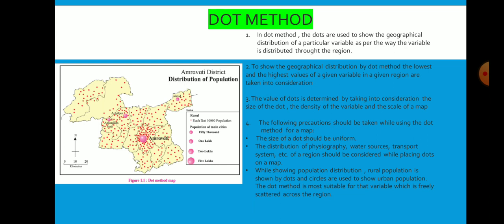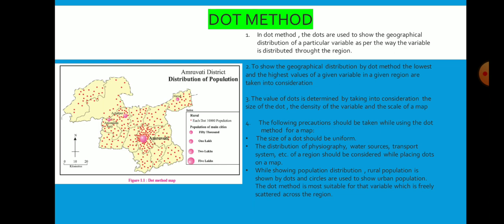The number of dots is increased when the value of that variable is thick or large, and when it is sparse, the number of dots will also be less.